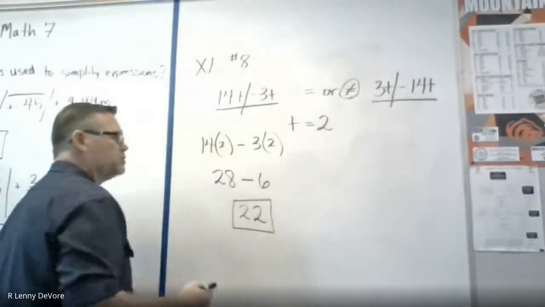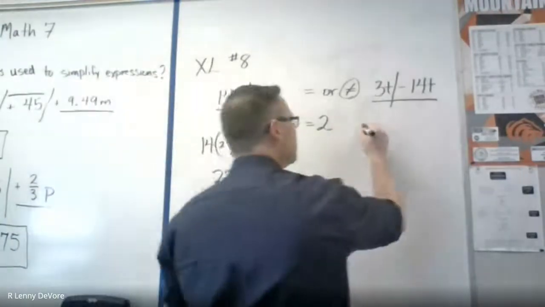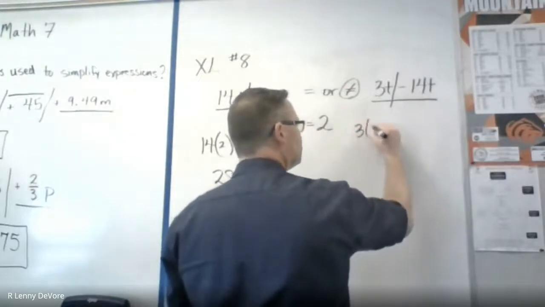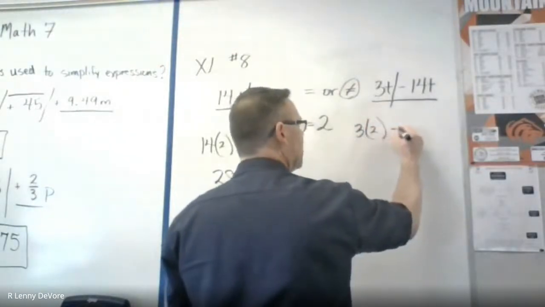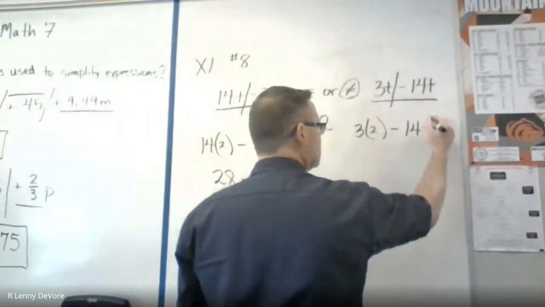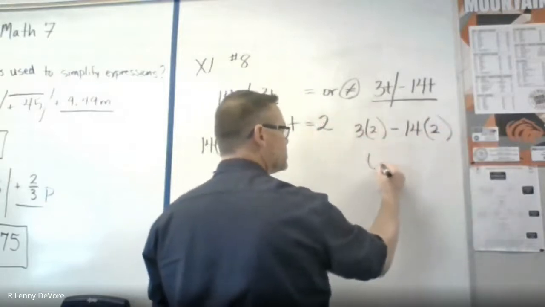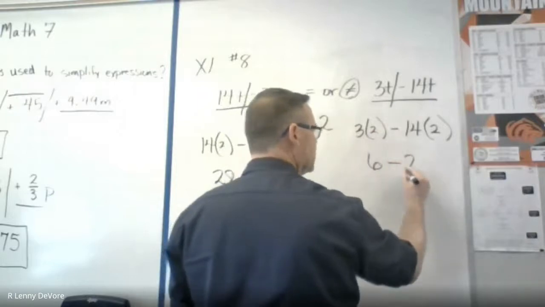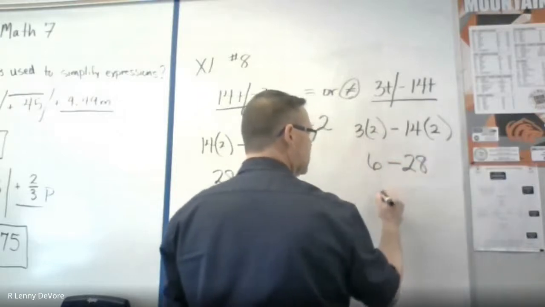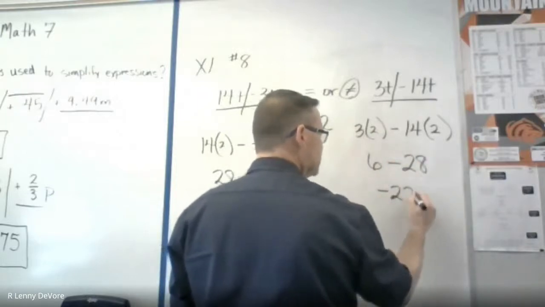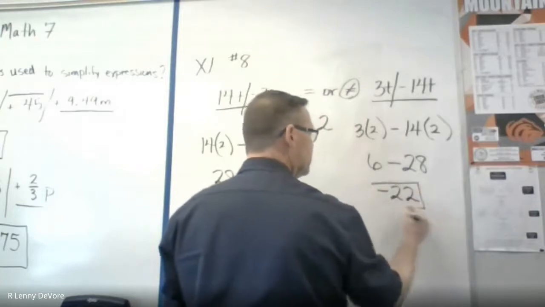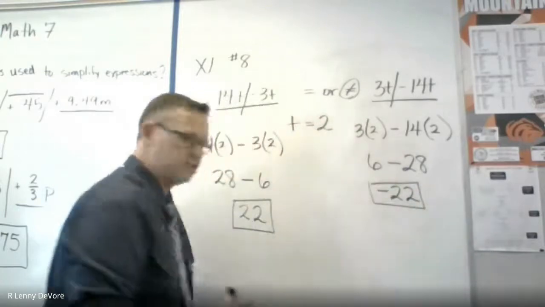So this one's 22. I'm going to do the same thing over here. 3 multiplied by 2 minus 14 multiplied by 2. This right here is 6 minus 28. And like I said, one ends up being positive, one ends up being negative. This is a negative 22.